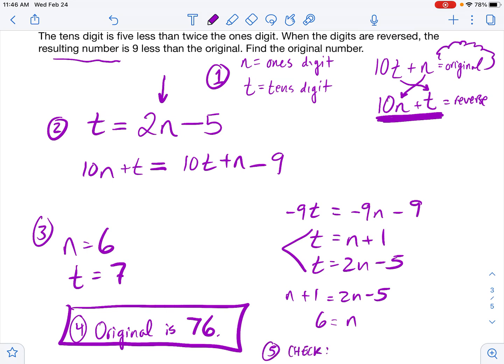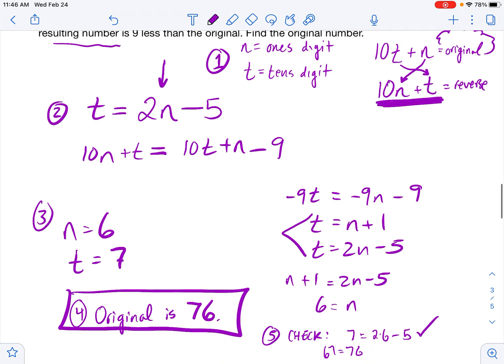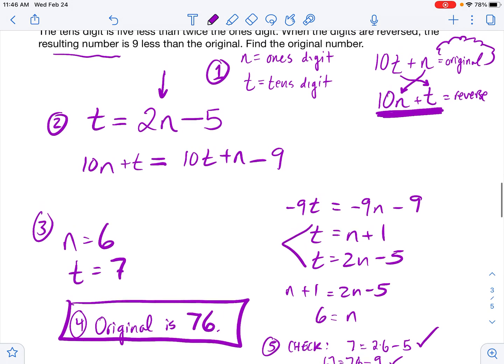And now, for the last part, I am going to check it, and I'm going to check in the words of the problem, and I need to somehow show evidence that I am checking it. So I'm checking. The tens digit is 5 less than twice the ones. So is 7, 2 times 6, 5 less than twice the ones? Yes. Okay. Then when I reverse it, is 67 9 less than the original? Yes. Because 67 plus 9 gives me 76.